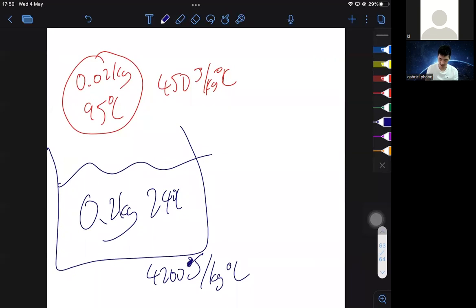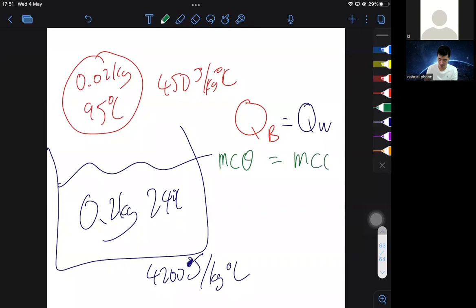The first thing you must understand in this calculation is that the energy lost by the ball will be the energy gained by the water here. So the most important thing for thermal equilibrium is that the heat energy lost by the ball will be the heat energy gained by the water. From here, you can start formulating and you'll get something like mc theta is equals to mc theta.